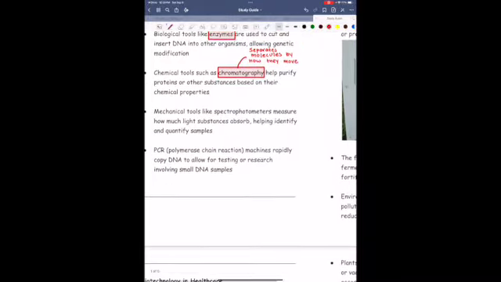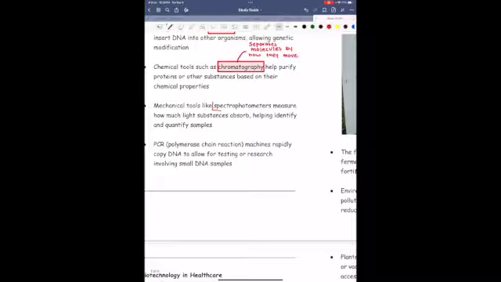Then you've got mechanical tools such as a spectrophotometer, which measures how much light is absorbed and helps to identify substances. So a spectrophotometer is really just a light meter. Depending on what substance is in that solution, it can identify about how much light it absorbs or how much light it bounces off. So it's a light meter for molecules.